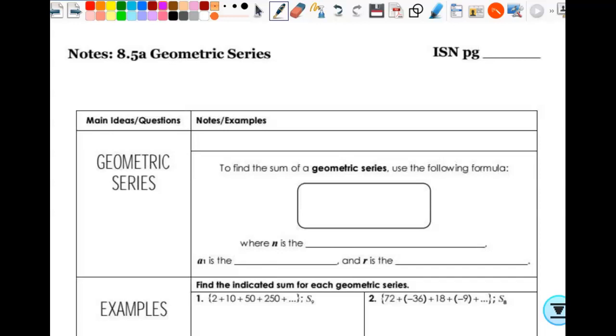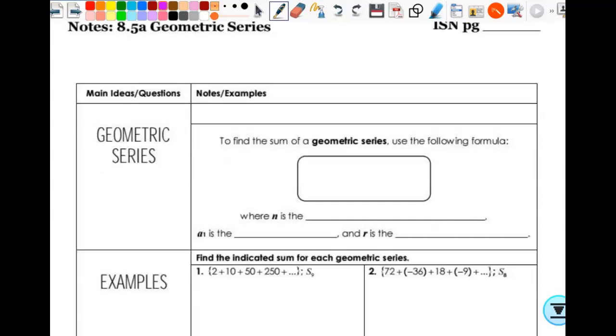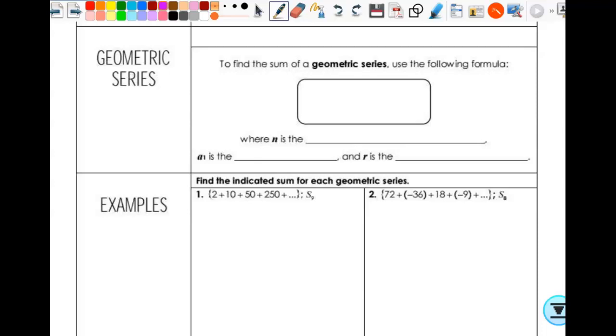So yesterday we talked about arithmetic series. Today we're going to talk about geometric series. The definition is fairly simple. A geometric series is just the sum of a geometric sequence. Remember, the sequence is the list of terms. The series is the sum of them.